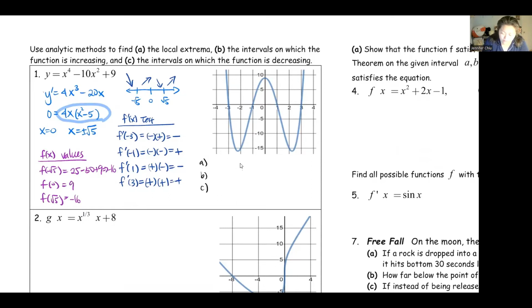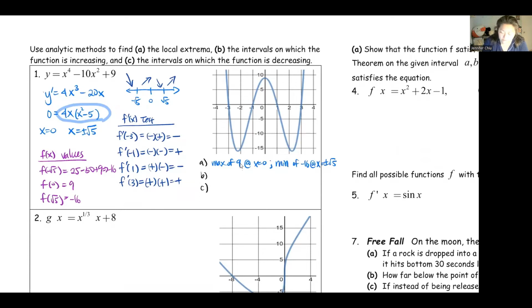We're looking for the intervals of increasing, decreasing, and local extrema. So part A says local extrema. So I have a max of 9 at x equals 0. I have 2 minimums, but since they're both the same minimum value, you can write it in one line here. Minimum of negative 16 at x equals plus or minus root 5.